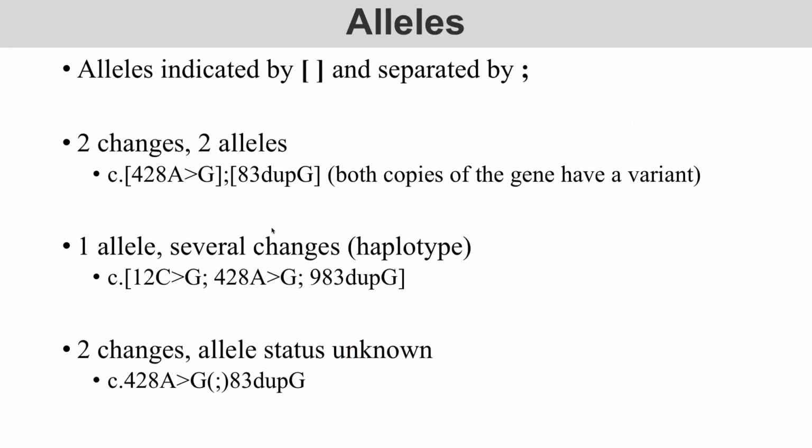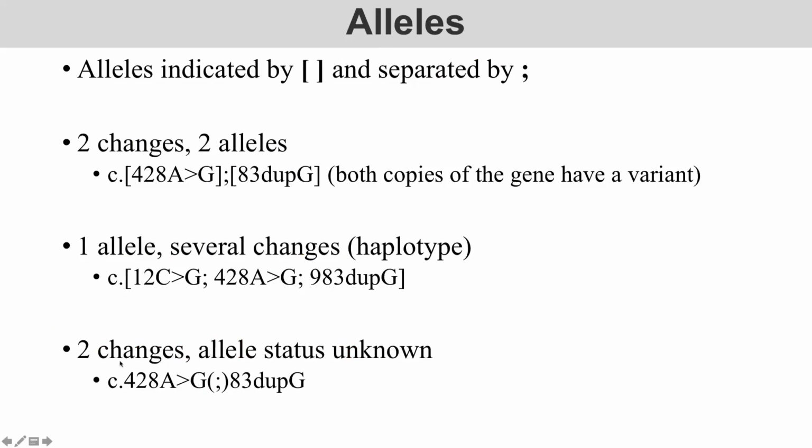If instead you wanted to describe one allele that had several changes, like a haplotype, that's where you would do c. open bracket and then describe each one of the changes with a closed bracket, putting a semicolon between each one of these that designates all of these are happening on the same copy of the allele that you're looking at, and these are not in trans. These would be all in cis.